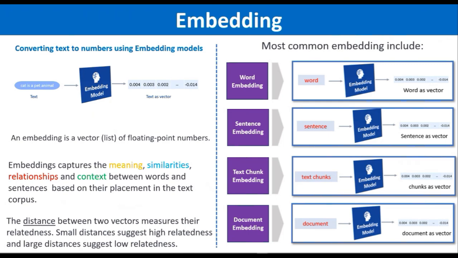On the right-hand side, you see the most common embeddings, which include word embedding, where each word is embedded using the embedding model. Then we have sentence embedding, where you pass the complete sentence to the embedding model, and you get the sentence as a vector representation.